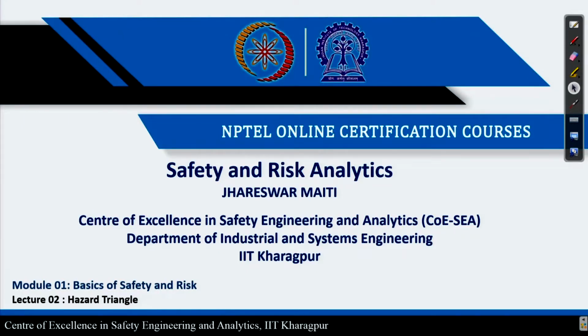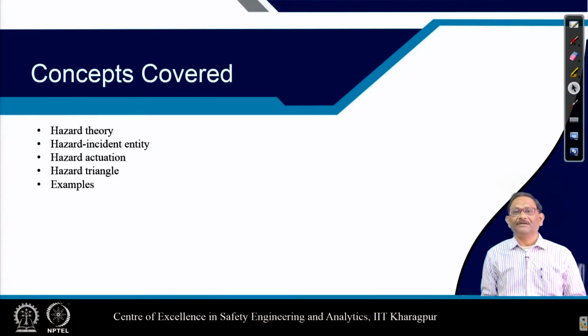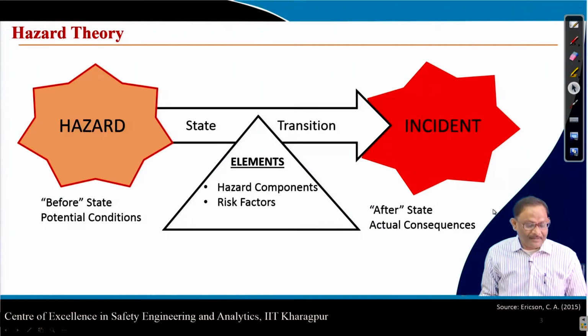Today we will be discussing the hazard triangle under Module 1, Basics of Safety and Risk. The concepts that we will cover today are hazard theory, hazard incident entity, hazard actuation, hazard triangle, and some examples. A certain portion of today's lecture is taken from Ericson CA 2015.